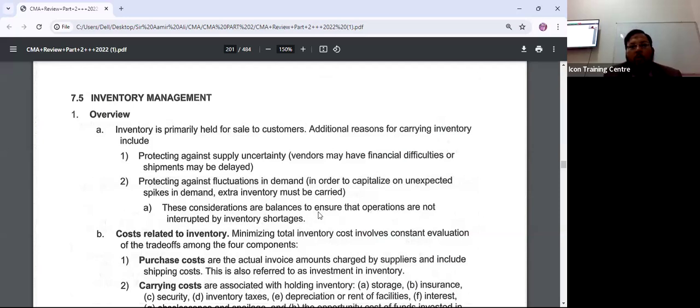So you need to hold your inventory for your customer because sometimes if you do not hold your inventory, it might be possible that your vendor could not supply you in time, or there may be some delay in the shipment. If there is a delay in shipment, you will lose your customer. Now, protecting against fluctuations in demand is also very important. Sometimes demand goes high because of a seasonal factor or maybe Ramadan. These considerations are balanced to ensure that operations are not interrupted by inventory.